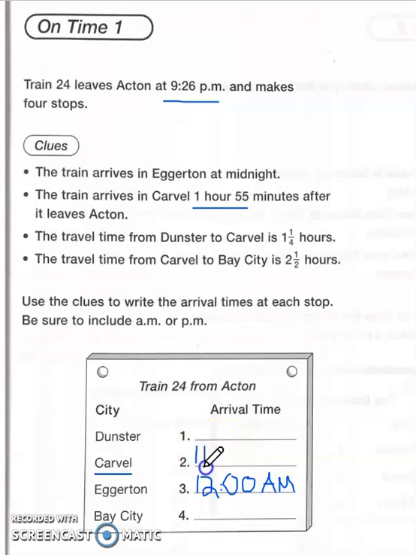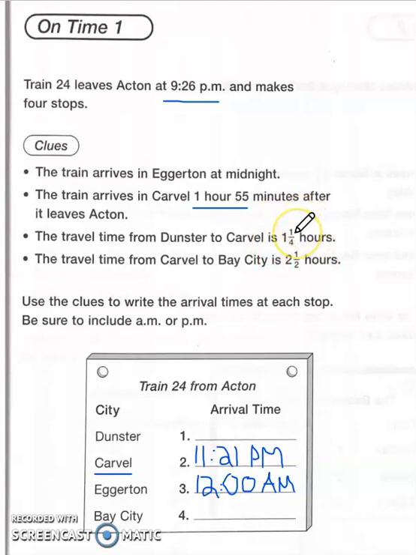Did you figure it out? 11:21. And since that is before midnight, it's still night time. This is going to be PM, right? Okay, we got that. The travel time from Dunster to Carvel is 1 1/4 hours.